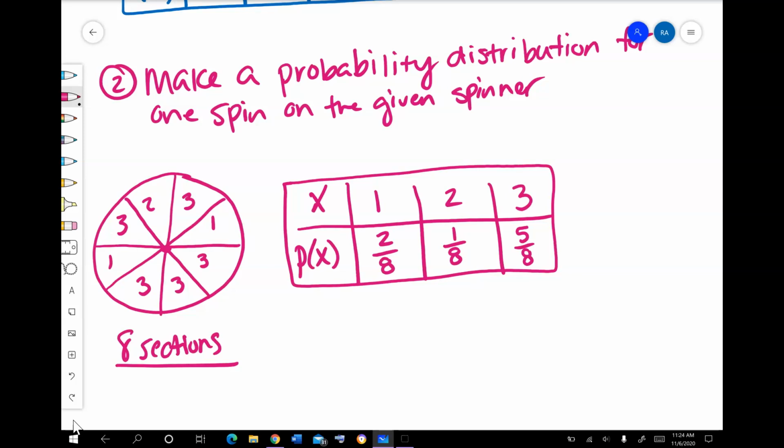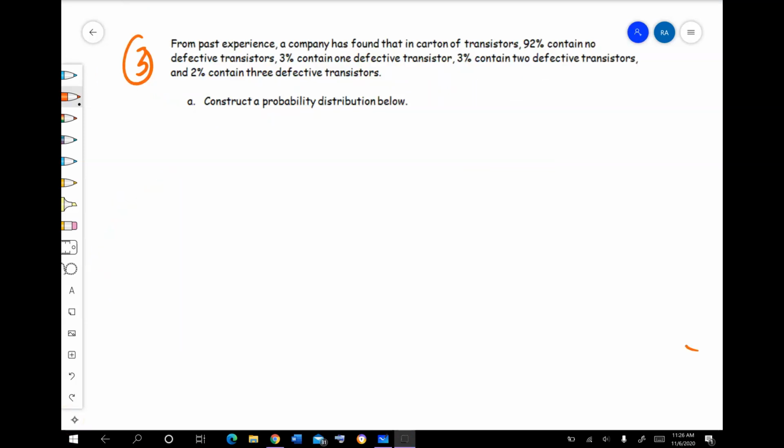Now let's do one off of a scenario with percents that I give you. It says, from past experience, a company has found that in a carton of transistors, 92% contain no defective, 3% contain 1 defective, 3% contain 2 defective, and 2% contain 3 defective. I want to construct a probability distribution about this scenario. We need our X and our P of X. So our X is obviously talking about defective transistors.